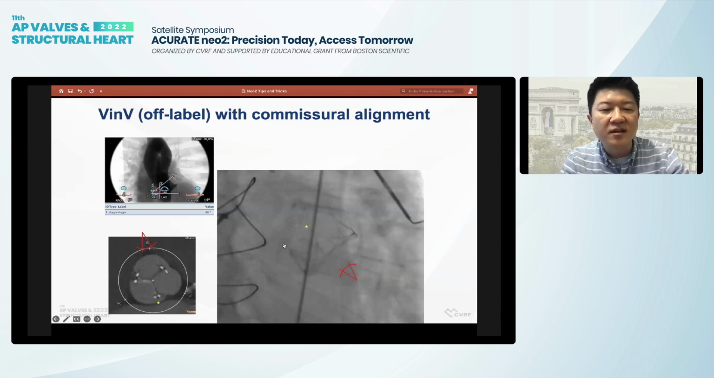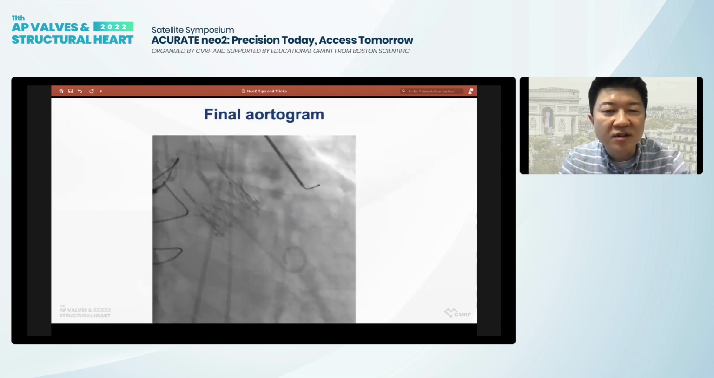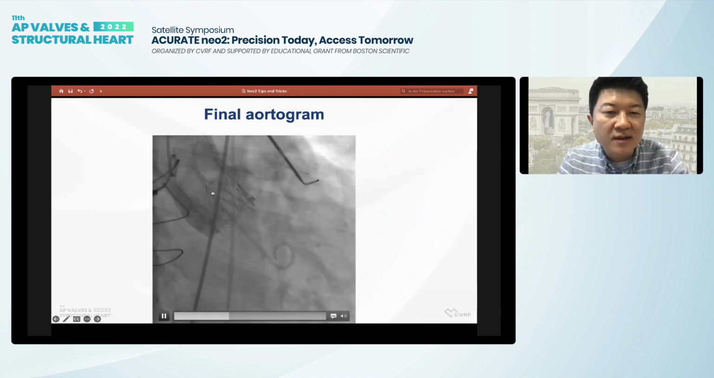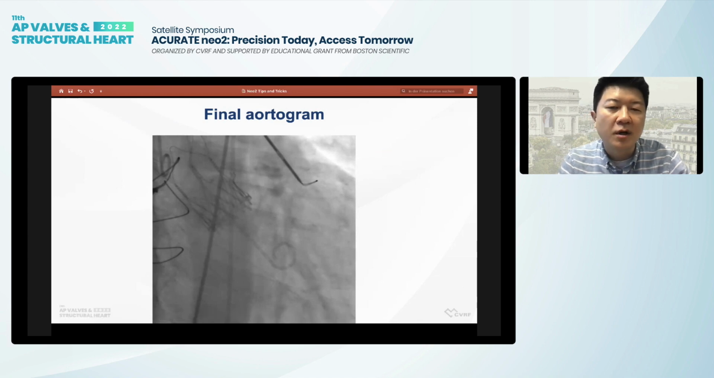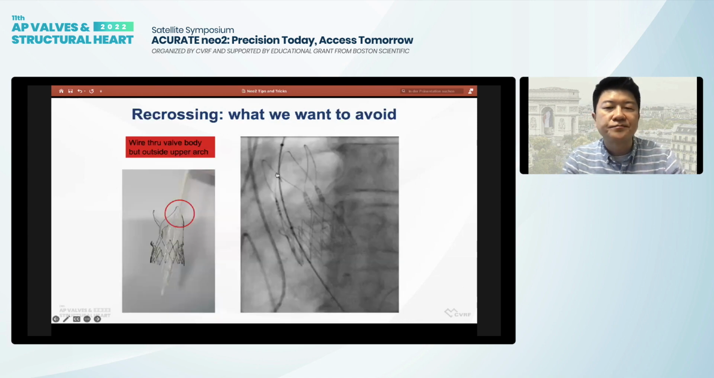Here's a very nice case of valve-in-valve that shows how the alignment actually works. This is a degenerated Trifecta. This is off-label, not approved by Boston, and here you can see the final aortogram, and you can see how nicely the commissural tabs are aligned with the stent posts of the prosthetic valve.